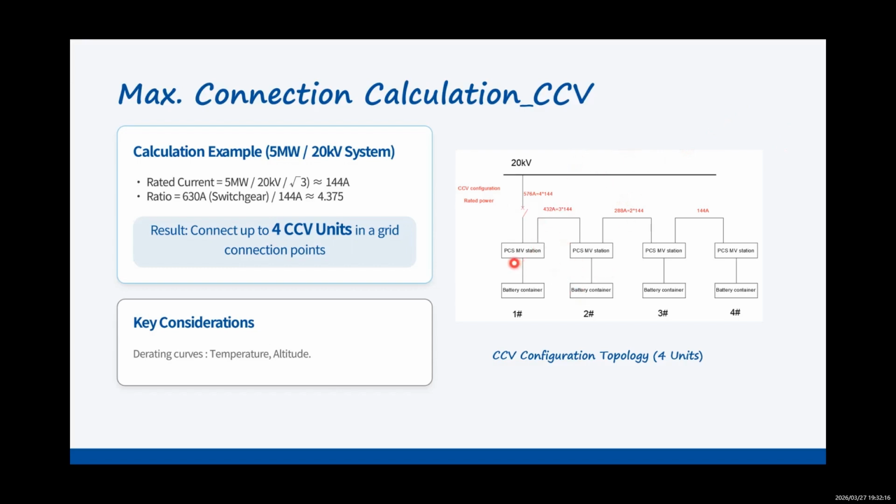There are four sets of PCS MV stations, and only one PCS MV station will connect directly to the grid. So you can see the current flow, let's say discharging, or charging from the grid here, and to the next, and to the last.